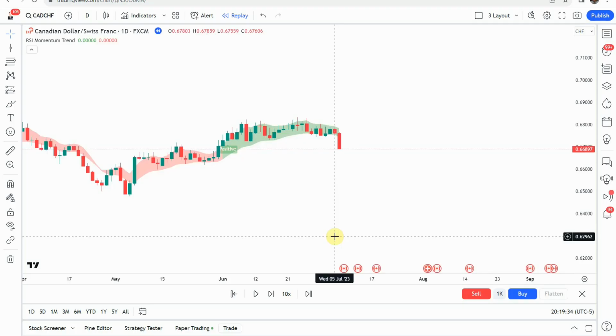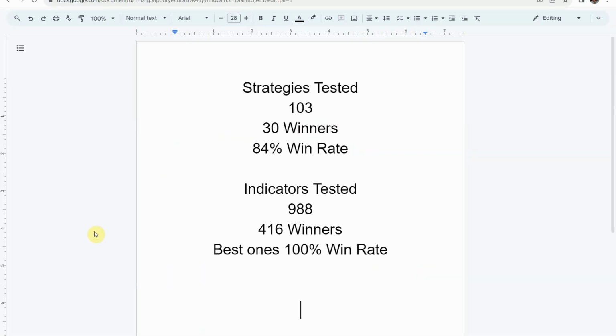Alright, as I said, today we will be testing the RSI Momentum Trend Indicator. Before we do though, I wanted to put the testing scoreboard up for everyone to see.